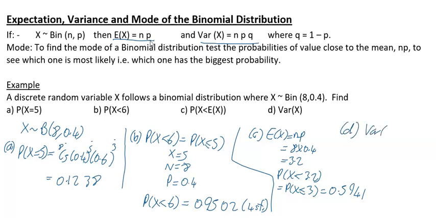And part D, nice easy question. It asked me just for the variance of X. Variance of X, remember, is NPQ. So my n was 8, my p was 0.4, my q is 0.6. And if you do that out, you are going to get 1.92.